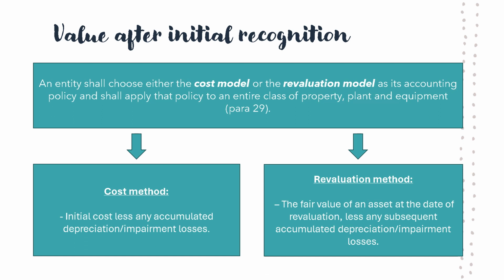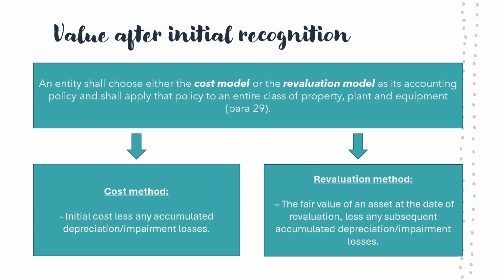Under the revaluation method, after the initial recognition as an asset, an item of PPE whose fair value can be measured reliably shall be carried at a revalued amount, being its fair value at the date of revaluation, less any subsequent accumulated depreciation and accumulated impairment losses. Revaluation shall be made with sufficient regularity to ensure that the carrying amount does not differ materially from that which would be determined using the fair value at the end of the reporting period.